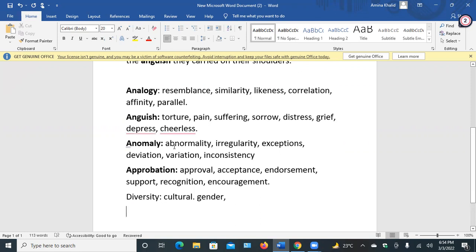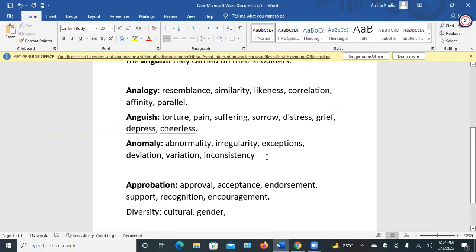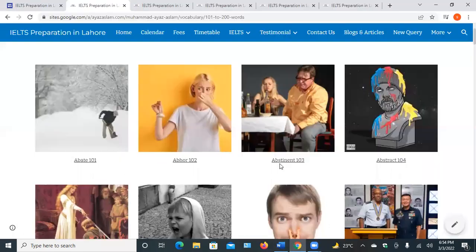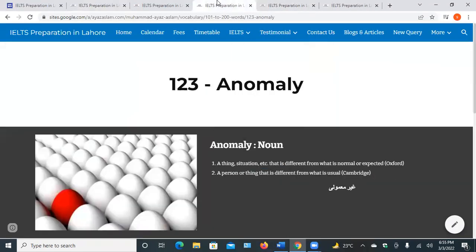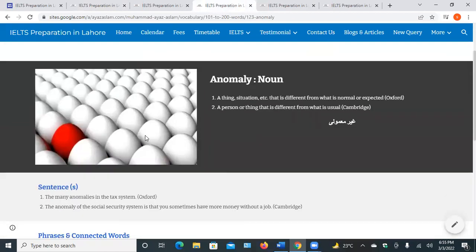While anomaly means abnormality. It means things are not normal, are not regular, exceptions. It means things that we should have the same. Anomaly is that thing. You can say that all the eggs have the same color, but one thing or one situation is different from a normal thing.